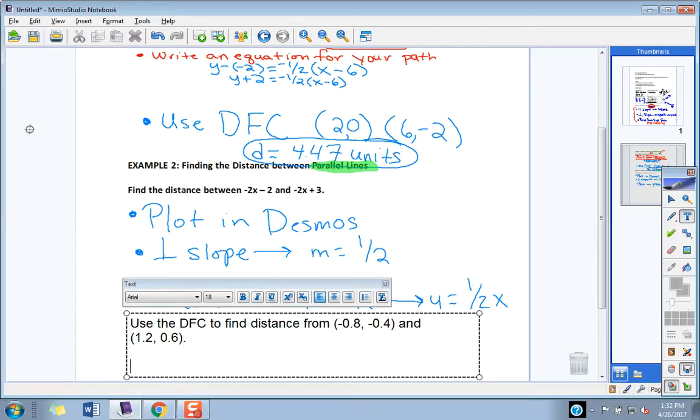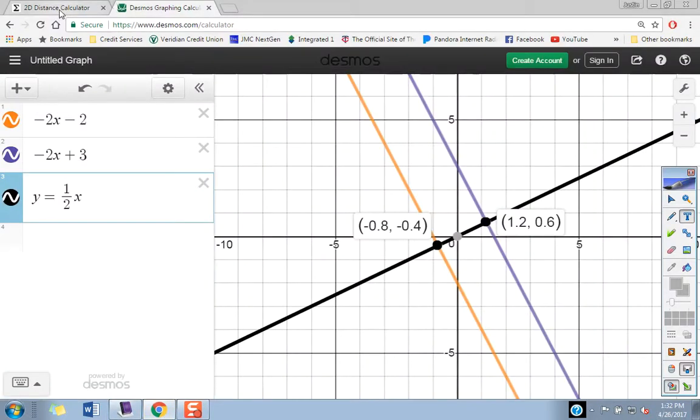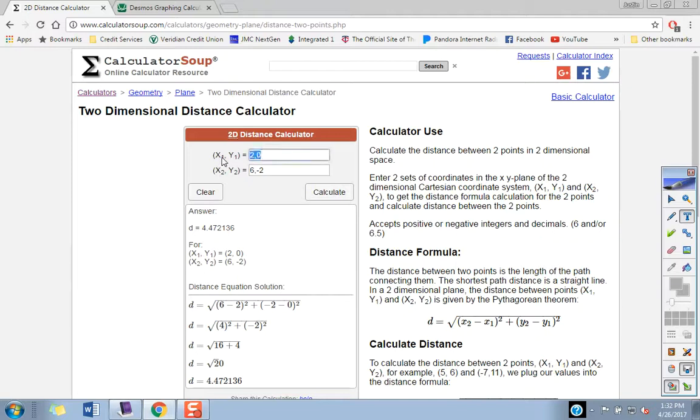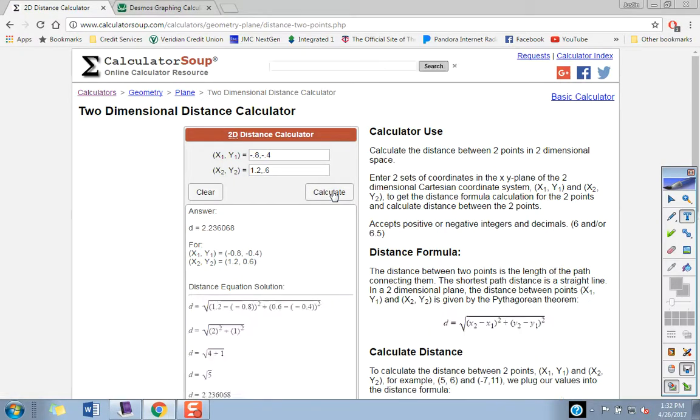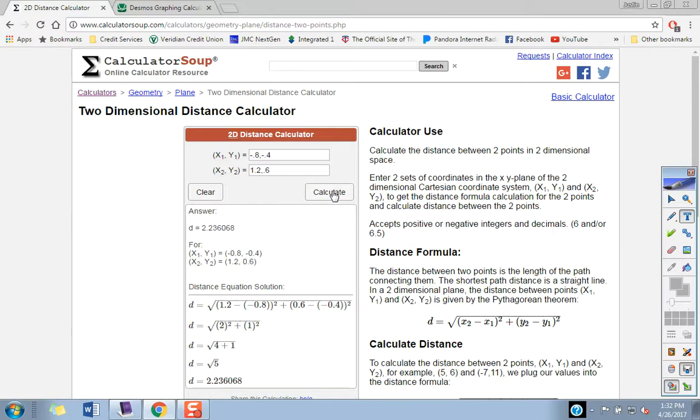Let's go into this. Use your distance formula calculator. Plug your points in: -0.8, -0.4, and 1.2, 0.6. And I've remembered from other sections today. But when I type that in and calculate it, you guys confirm what I've got as an answer. I calculated it to be about 2.24-ish. Are you guys getting the same? Okay, so it's about 2.24 on that.